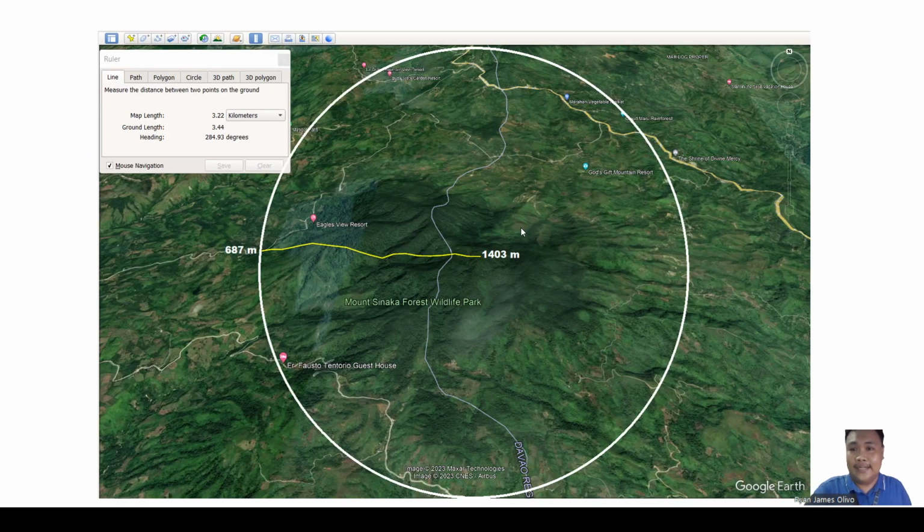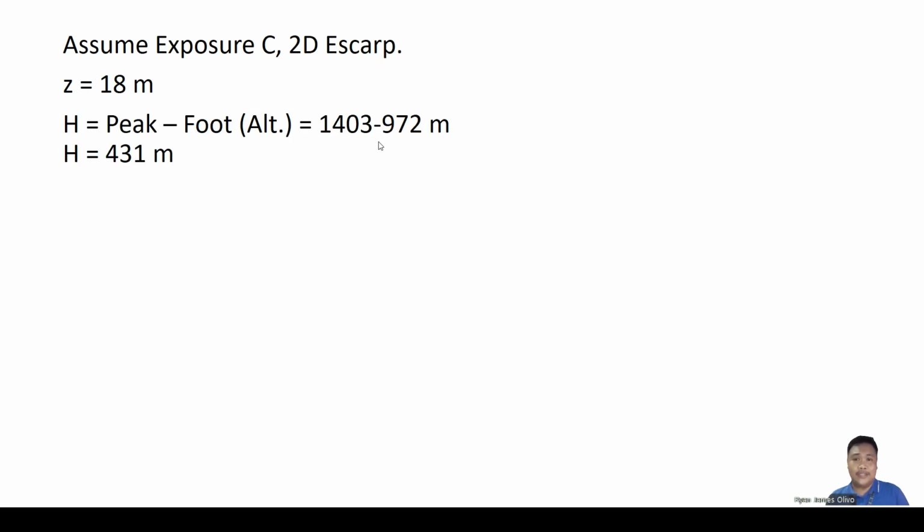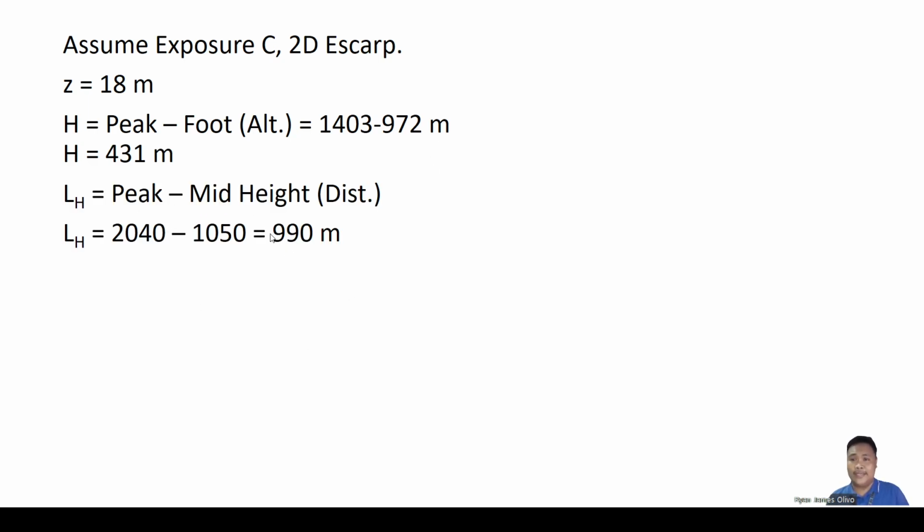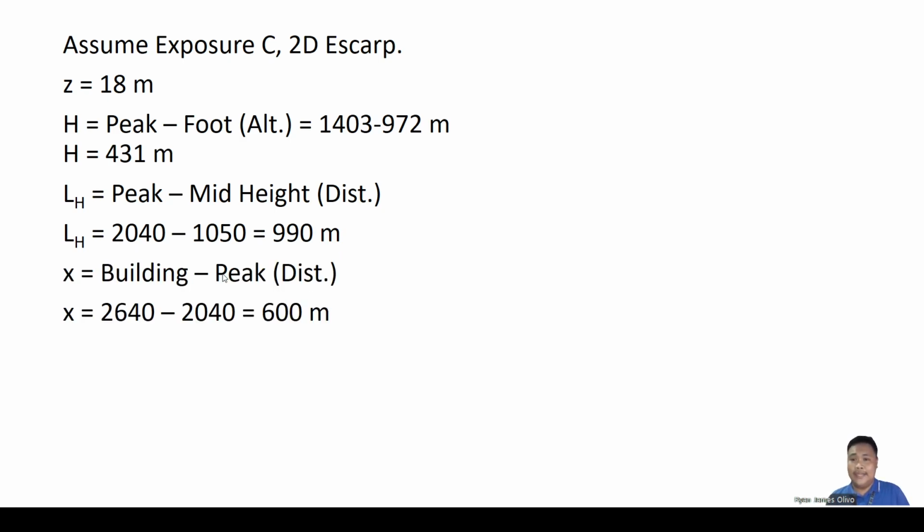You can see here, this is the thing that we have discussed earlier. I assume exposure C, since we're not sure if it is B or D. And we assume that the height of the building is 18 meters. The peak is 1,403 minus 972 meters, that is 431 meters. So this is the altitude and this is the distance. The distance is 2040 minus 1050, that is 990 meters. And the building to peak distance is 600 meters.